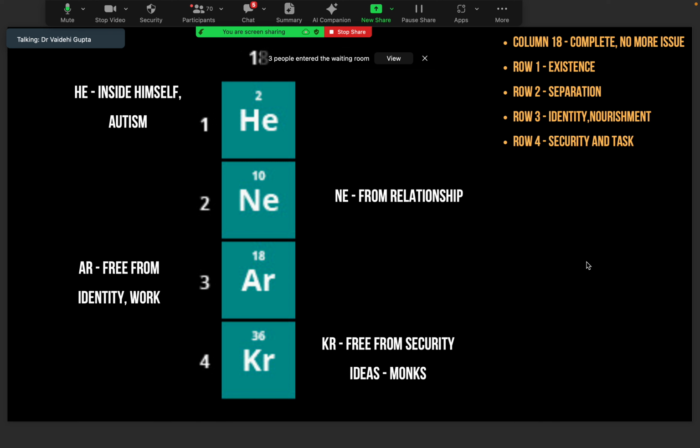Krypton, they are free from security ideas, like monks. Normally a person wants security ideas like financial security. He wants to save money, he wants to do better in life to get a certain position. But in Krypton, they have a monk-like feeling. They don't bother about such things anymore.